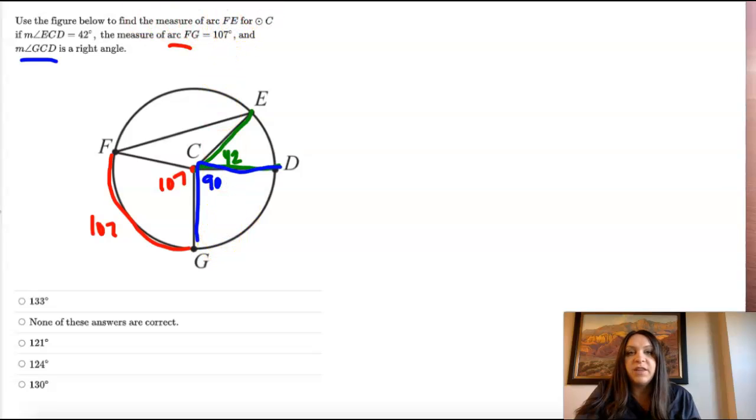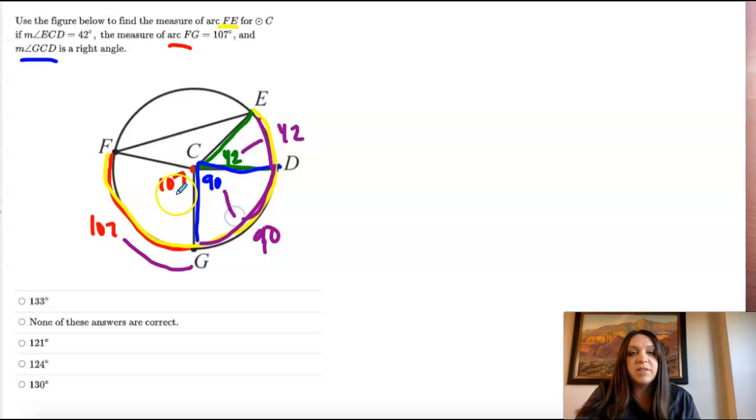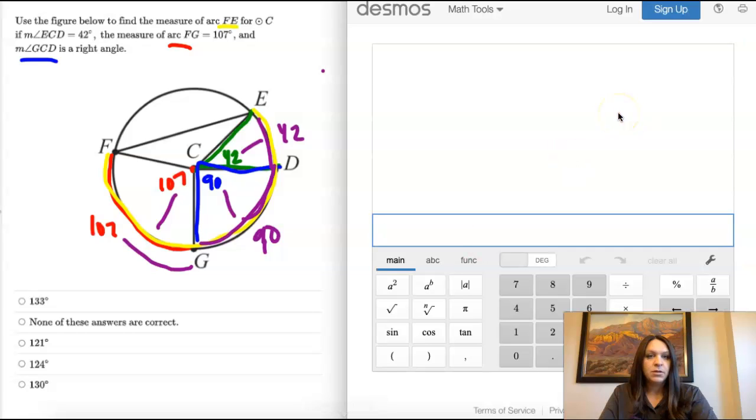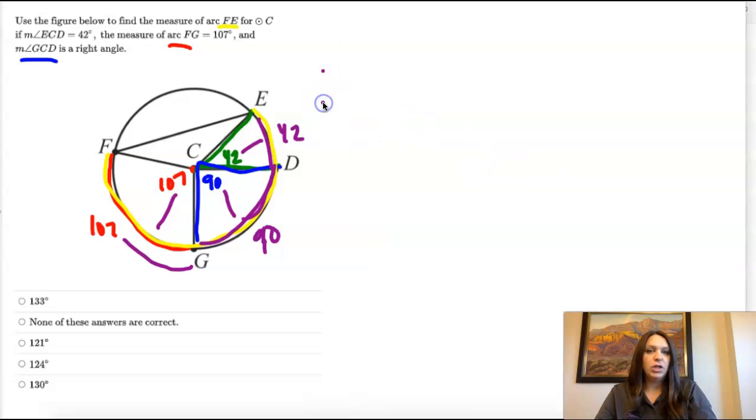So we're trying to find the arc FE. So we want to find this whole arc. That's a lot. So we already know it's 107. We know this will be 90. And this will be 42 because the arc length is the same as the inscribed angle length. So we're just going to add those up to get our answer. So I'm just going to use Desmos to add these up. 107 plus 90 plus 42 is 239.